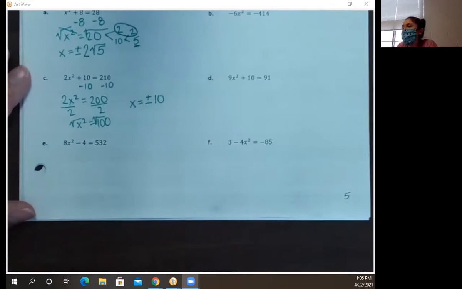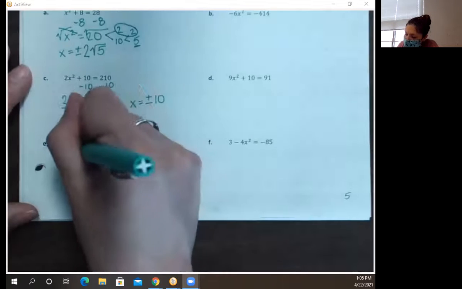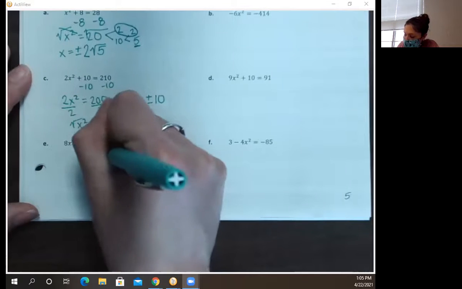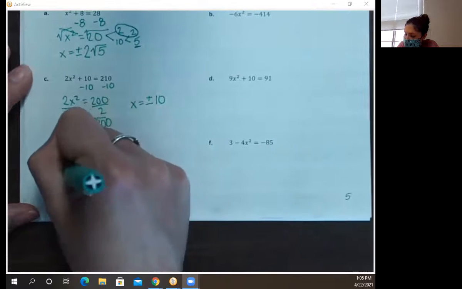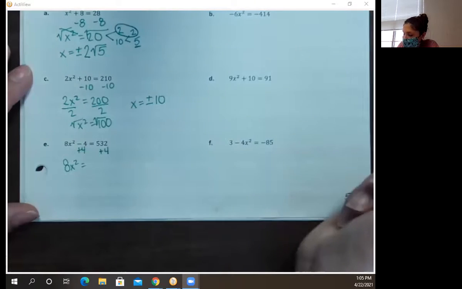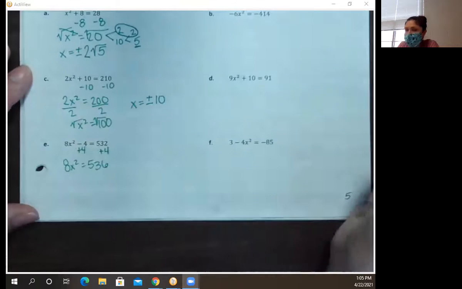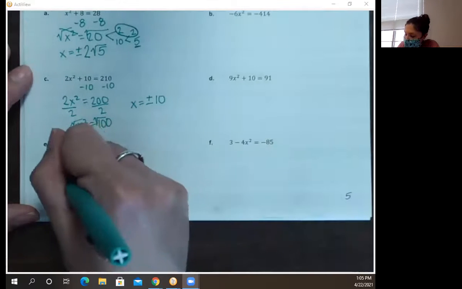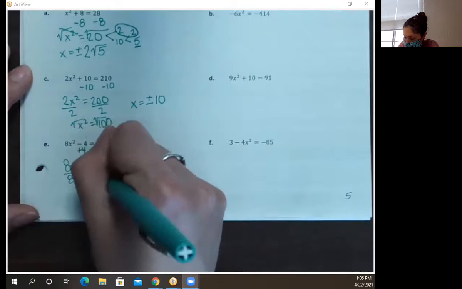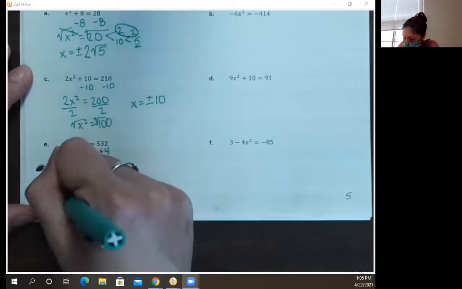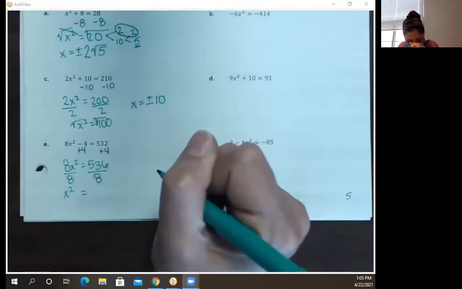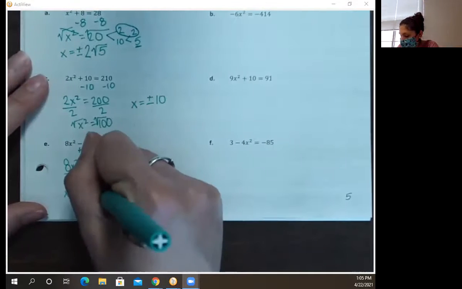Let's take a look at E. Same idea, same strategy as C. So I'm going to start by moving this 4 to the other side. So I have 8x squared equals 536. Now divide both sides by 8. And I get x squared equals 67.